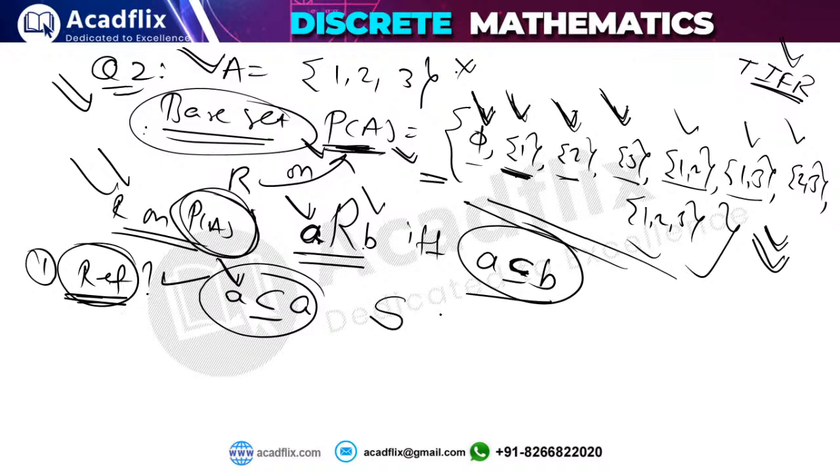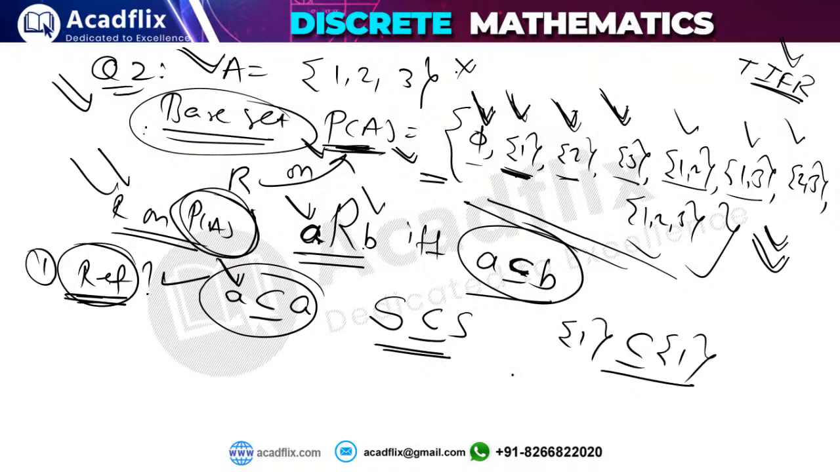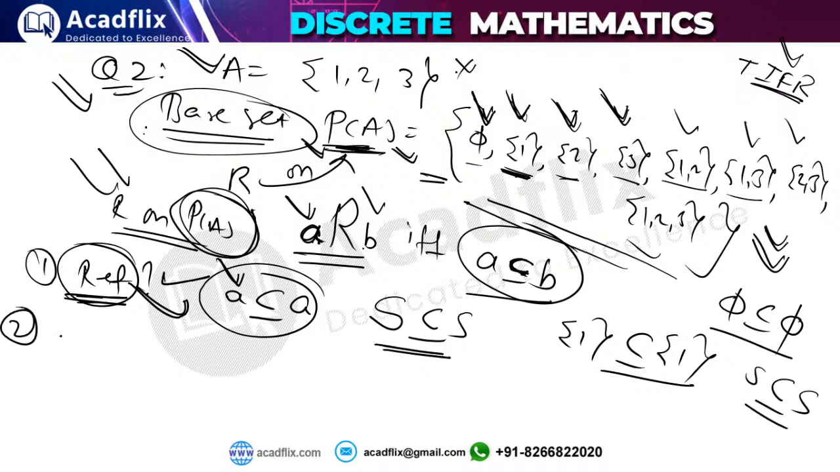Why? Yesterday I told you that every set is a subset of itself. For example, this set is a subset of itself. Every set is a subset of itself. So this is reflexive. For example, phi is a subset of phi. The second thing, let's check for symmetry. Is it symmetric?